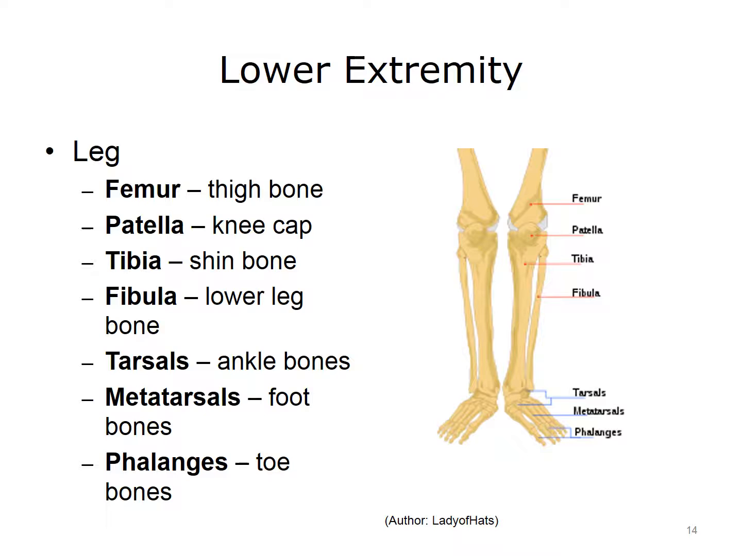The femur and tibia are the primary weight-bearing bones. The bones of the ankle and foot include tarsals, which are the ankle bones, metatarsals, which are the bones of the foot, and phalanges, which are the bones of the toes.